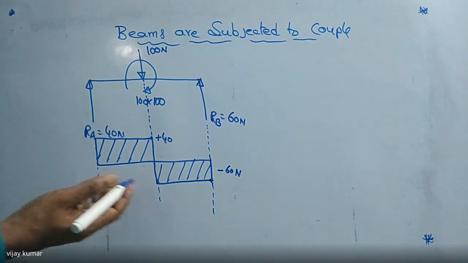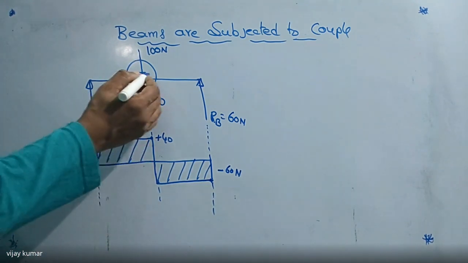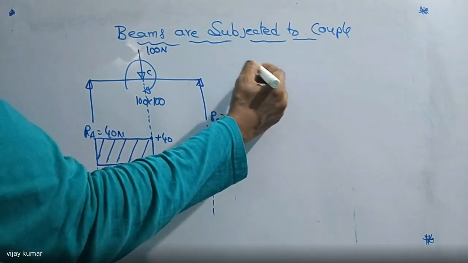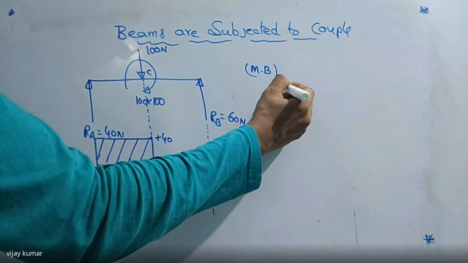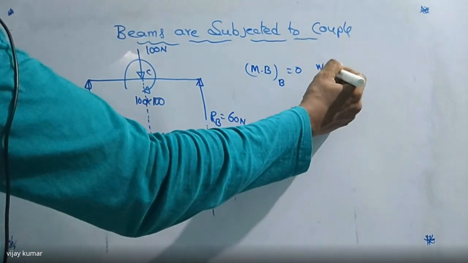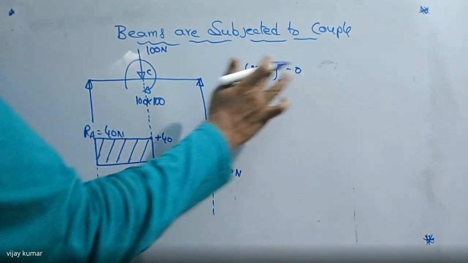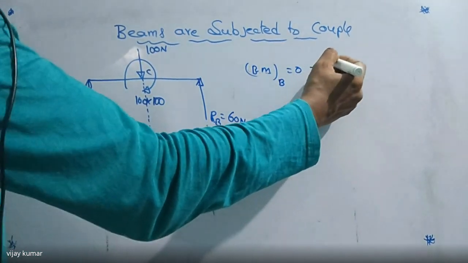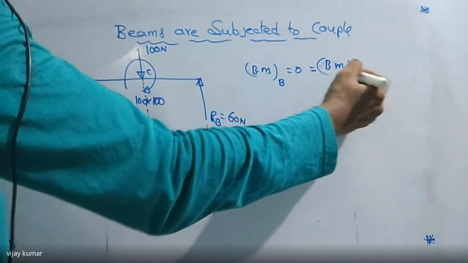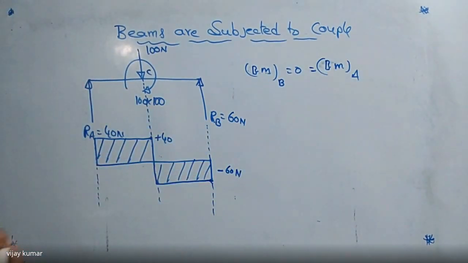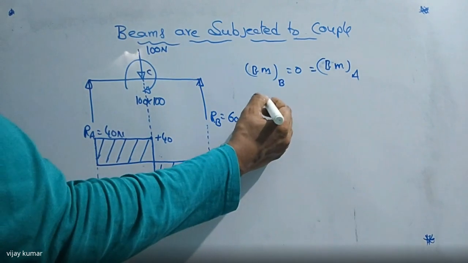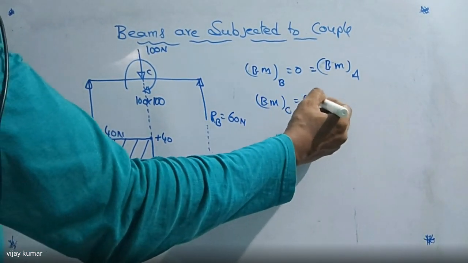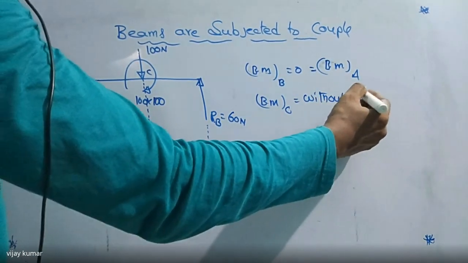First of all, I'm going to find the bending moment at the support and at a point. C is also here. So I'm writing here: bending moment at B is 0 and is also equal to bending moment at A. Both must be equal to 0. Now I'm going to write it here. What is the bending moment about C? Bending moment about C without couple. I'm writing here, without couple.